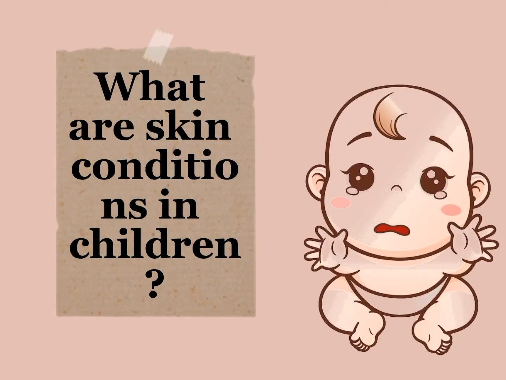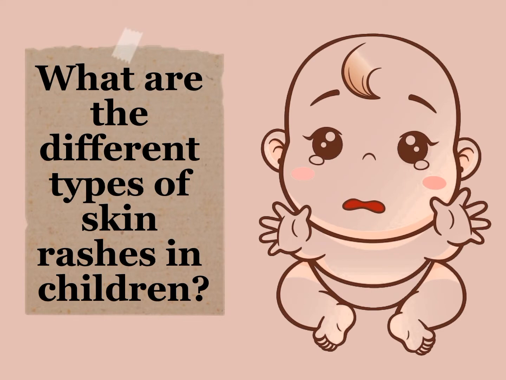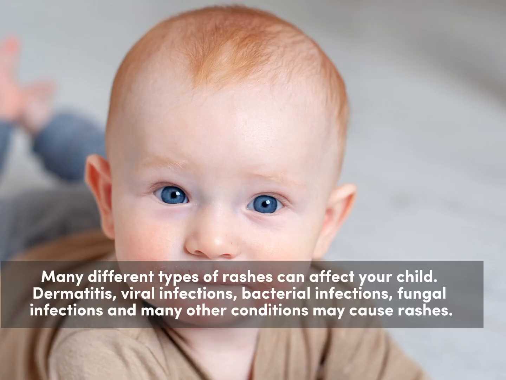What are skin conditions in children? Skin conditions in kids may include hives, warts, acne, birthmarks, and all sorts of rashes. What are the different types of skin rashes in children? Many different types of rashes can affect your child. Dermatitis, viral infections, bacterial infections, fungal infections, and many other conditions may cause rashes.